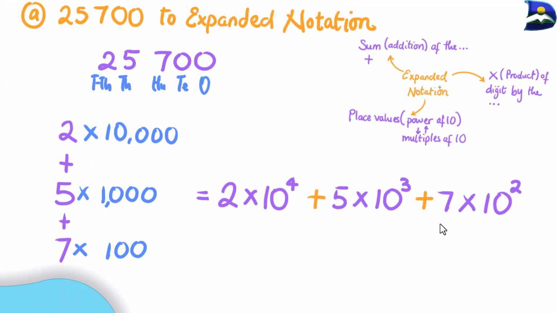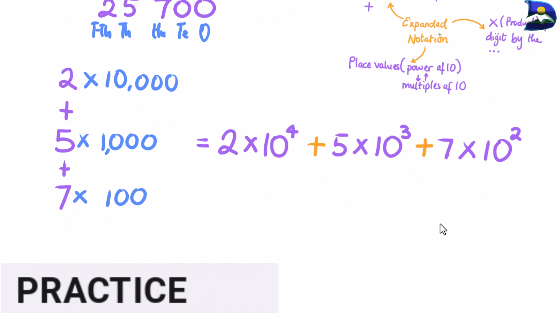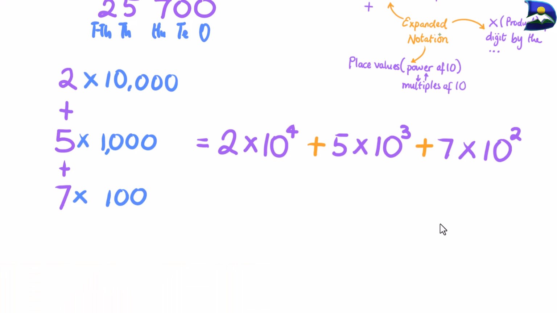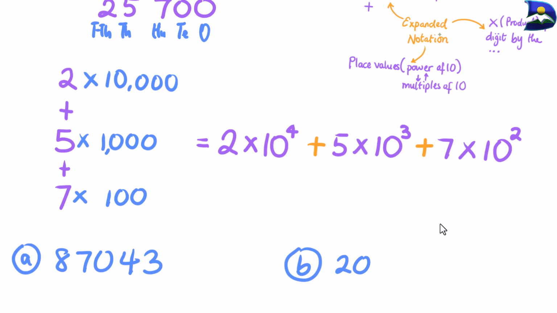You can try other questions, like for example, I might ask you to give me the expanded form for this large number, 87043, and another one, 2007531, and let's see what you get right there.